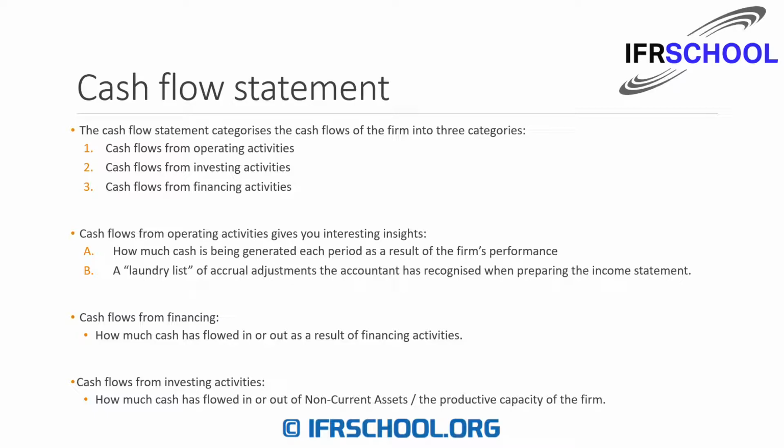The cash flows from investing activities section of the cash flow statement bears a strong relationship with the part of the balance sheet that reflects the long-term productive capacity of the firm, or the non-current asset section of the balance sheet. The cash flows from investing activities section outlines the additional cash that has been invested in non-current assets or the productive capacity of the firm, and also cash inflows as the firm divests or reduces its productive capacity by selling off non-current assets.